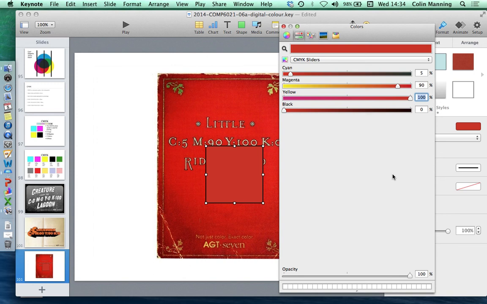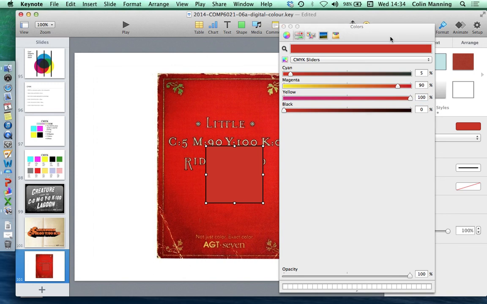Which, as it happens, isn't the same shade of red in that book. And the reason for that is that I scanned that from a magazine, and in the scanning process, I changed the color. So I didn't have my kit calibrated properly.